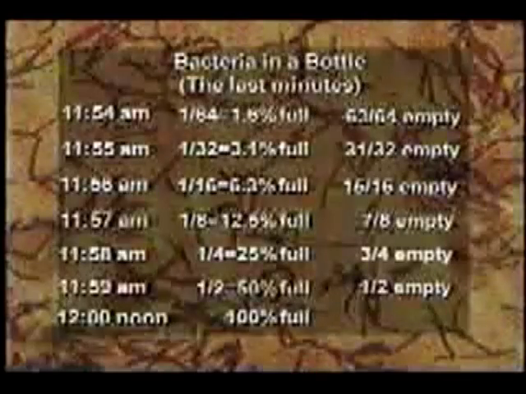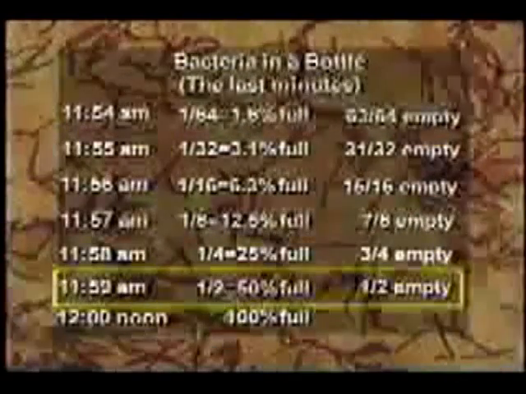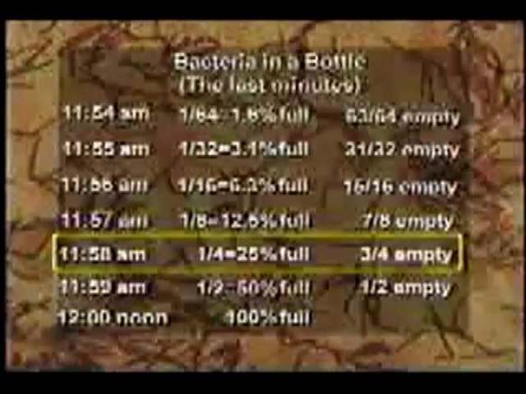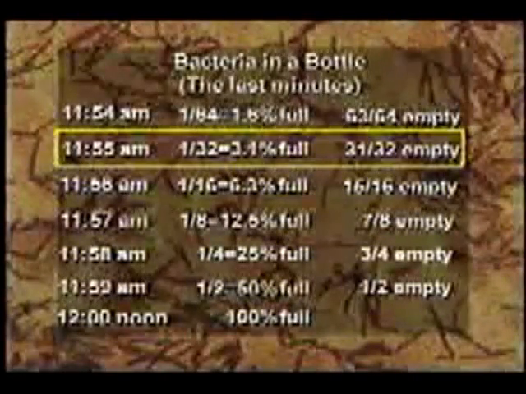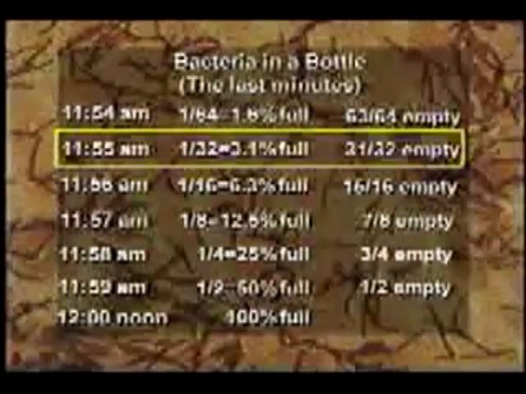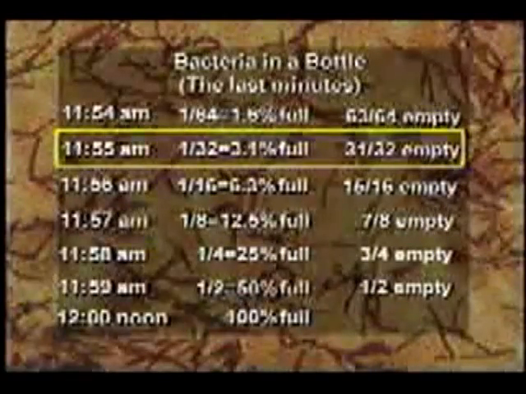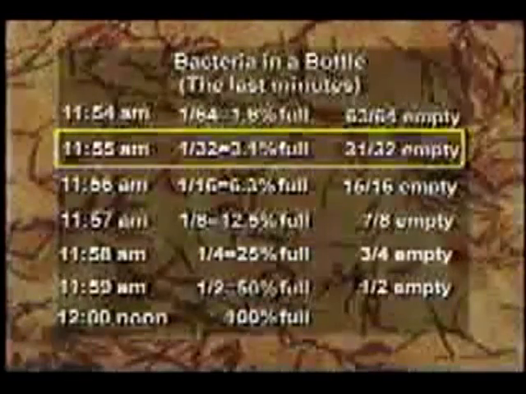Well, let's just look at the last minutes in the bottle. At 12 noon, it's full. 1 minute before, it's half full. 2 minutes before, it's a quarter full, then an eighth and a 16th. Let me ask you, at 5 minutes before 12, when the bottle's only 3% full and is 97% open space just yearning for development, how many of you would realize there was a problem?